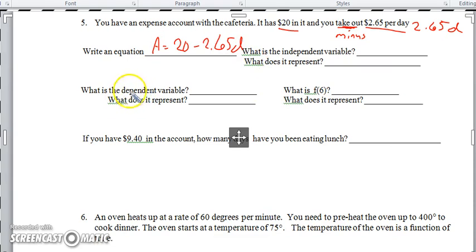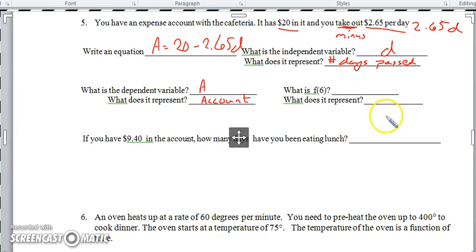So I actually like to answer what the dependent variable is here. So our account is dependent on how many days have passed, because when the days pass, our account gets smaller and smaller and smaller. Okay, so our dependent variable is the A, and it represents our account. The independent variable is the number of days, because we can change the number of days. So our independent variable is D, right? And it represents the number of days passed.